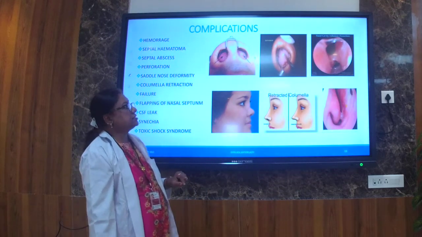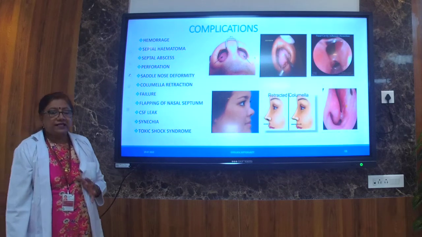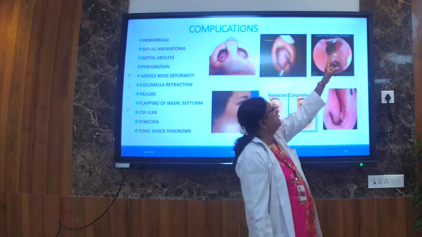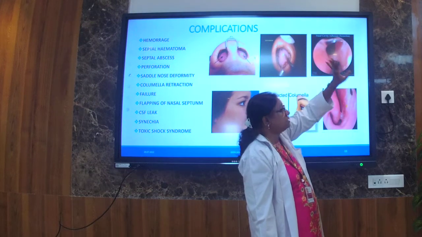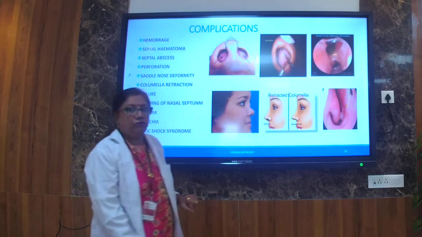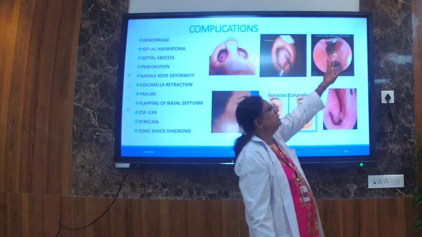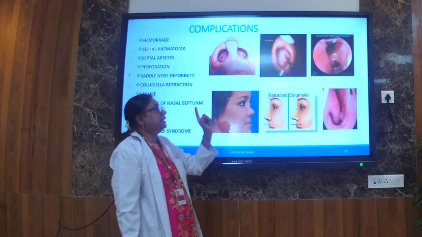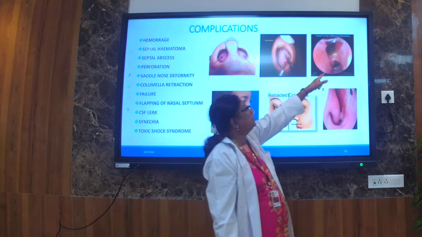Another thing, after 4 to 7 days, you must watch for synechiae. Why synechiae? Because there is an injury while operating, an injury on the mucoperichondrial region. We are packing, and it can lead to injury to the lateral wall as well as the septal side, near the inferior turbinate. When there is trauma or we are keeping a pack, synechiae formation can happen. To avoid synechiae formation, we give nasal irrigation. Nasal irrigation is very important to avoid synechiae. This picture shows synechiae.